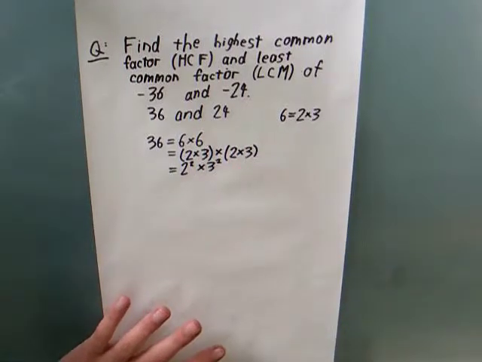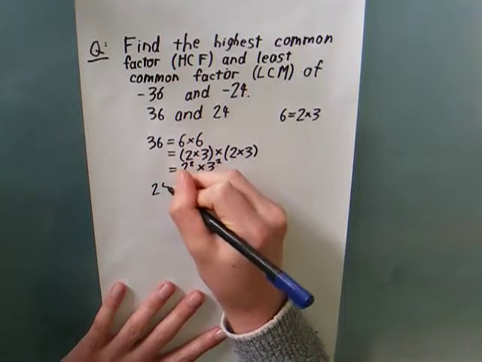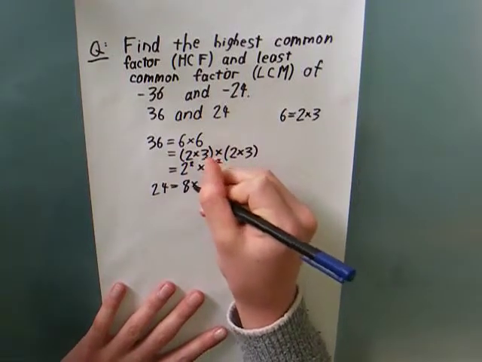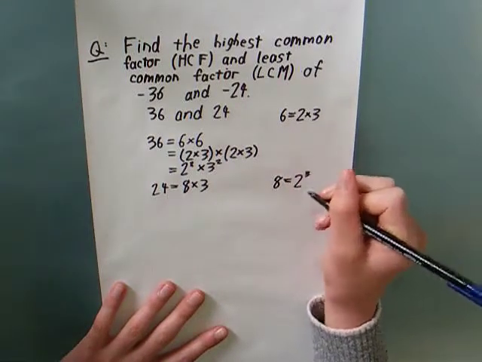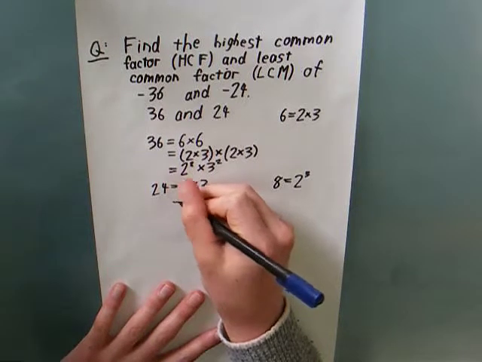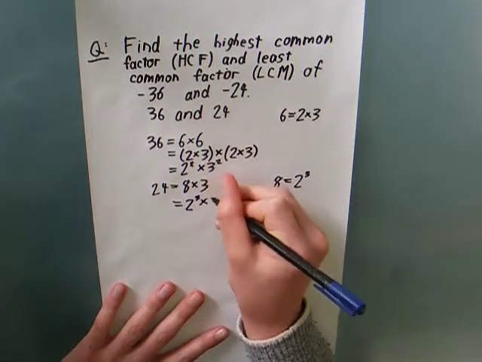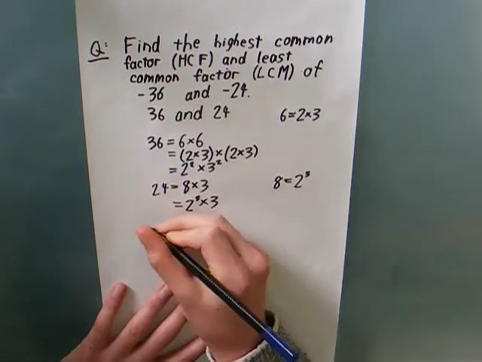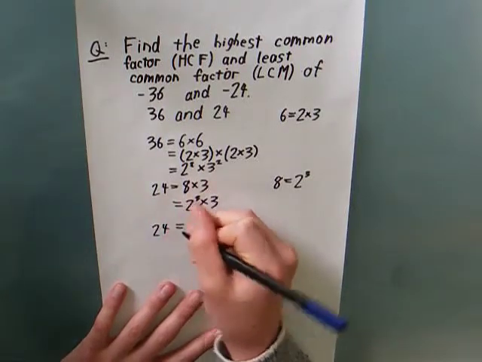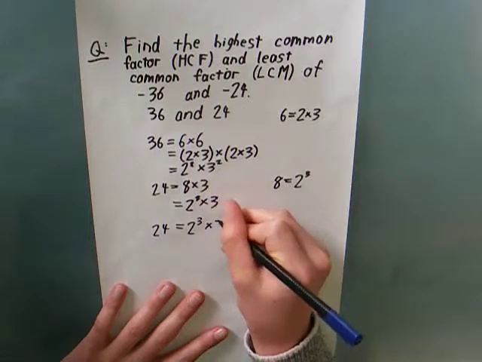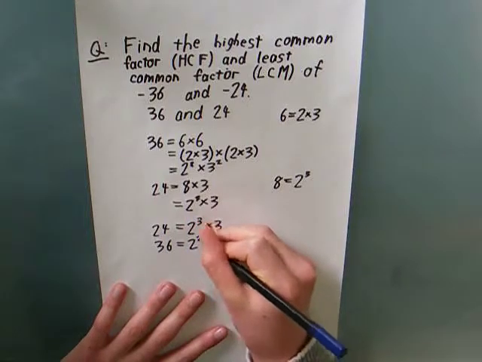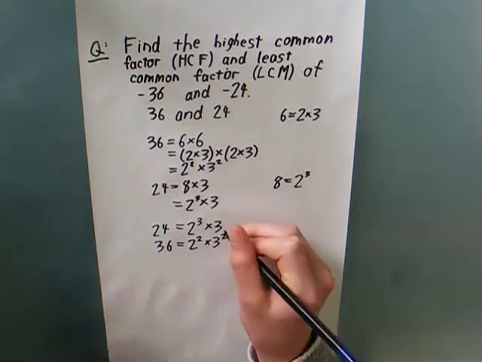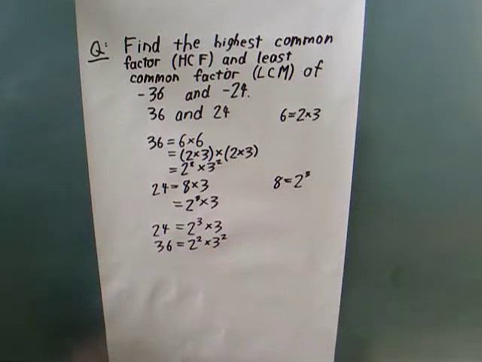And for 24, I know 24 is 8 times 3, and 8 equals 2 cubed, so 24 is 2 cubed times 3. So hence I've now got 24 equals 2 cubed times 3, and 36 equals 2 squared times 3 squared. Now it's important to line the primes up in this factorisation because we'll need that later.